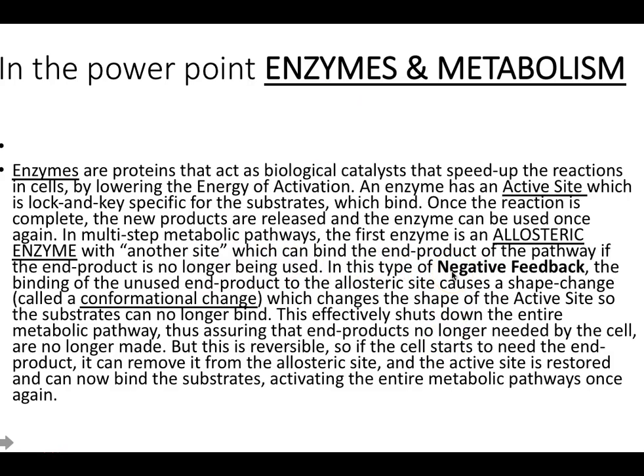A negative is kind of a bad, well, it's not a terrific word. The feedback is negative because it's shutting something down. So if you have a pathway and you're using an end product, great. If all of a sudden you are no longer using that end product, that's the negative feedback. The end product will feed back to the allosteric site on the first enzyme, bind, and then shut down that first enzyme. How? So the binding of the unused end product to the allosteric site causes a shape change.